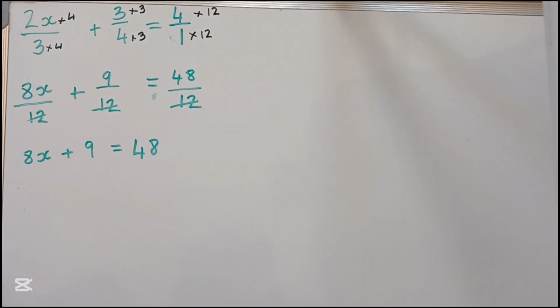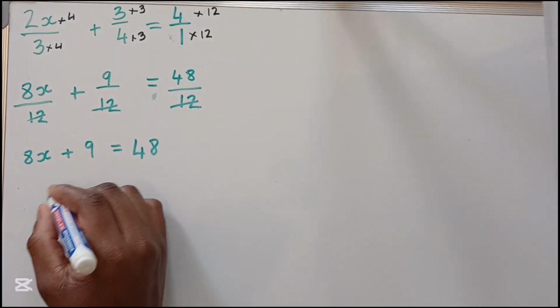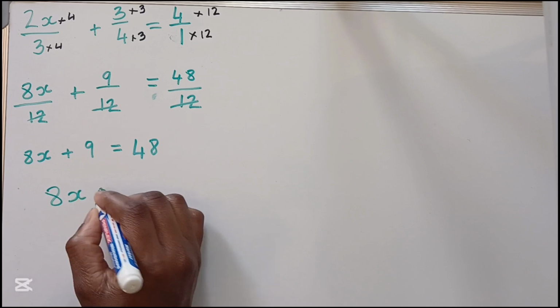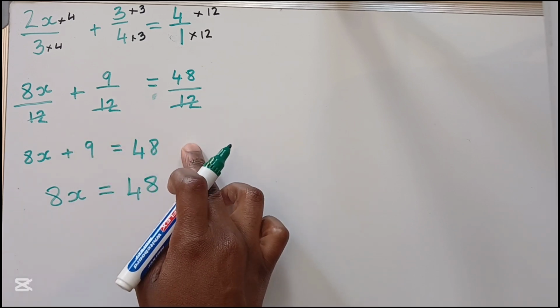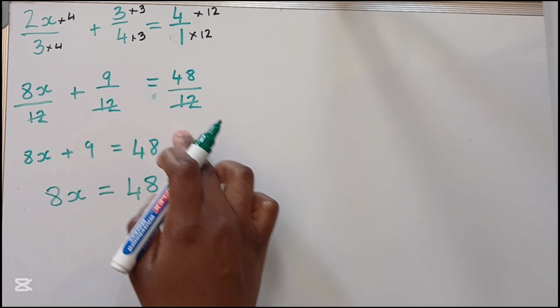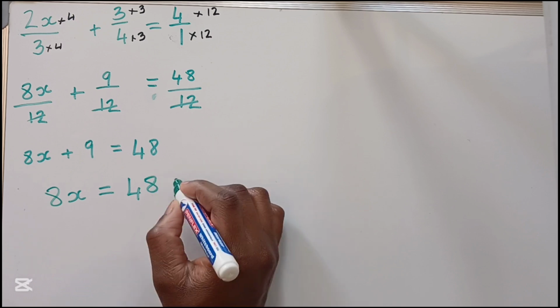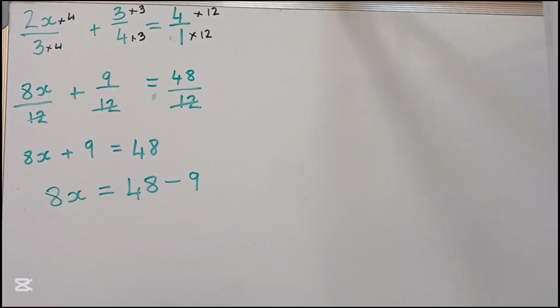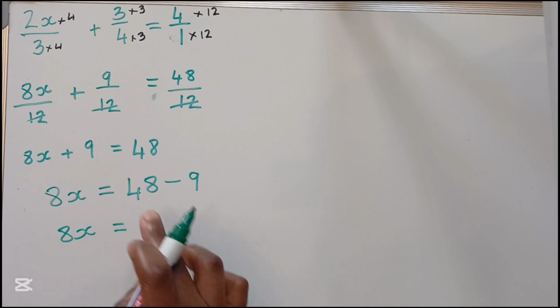Now we can work with this. Now our next step is we want to isolate the unknown variable by keeping it on one side of the equal sign, and then we move the rest on the other side. Okay, so 8x comes down as it is. 48, we're gonna move 9 this side, and when you move the 9 on the other side, its sign changes from positive to negative 9. All right, so 8x equals to 48 minus 9.